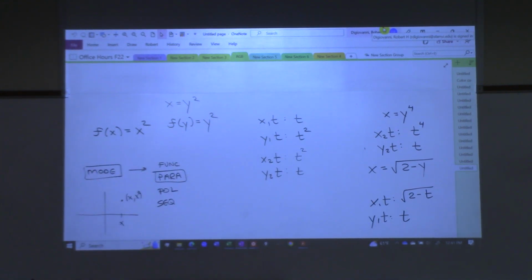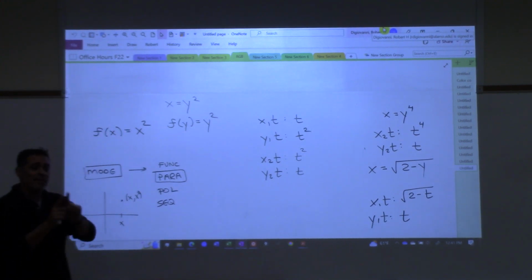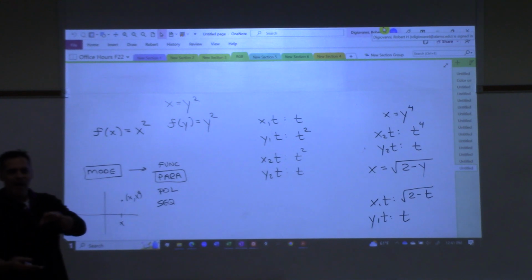You could just always leave it in that mode. You could always leave it in this mode, and if you wanted to treat things like traditional functions, then your x would be t, and your y would be the function of t. That way you get comfortable. Yeah, exactly.